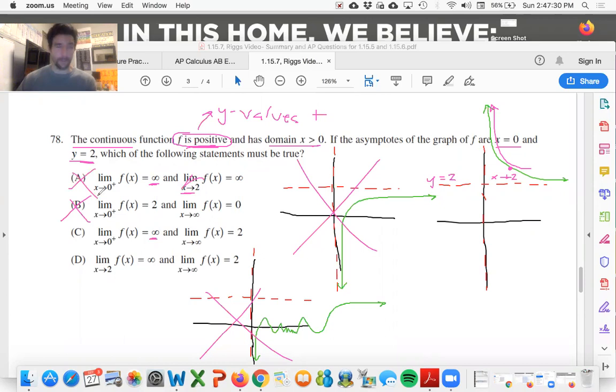So A is also wrong, but C is saying as x approaches 0 from the right side, it looks like our function does go off to positive infinity. And then as x approaches infinity, so it goes off to really big x values. Yep, we have a horizontal asymptote right where y equals 2. So C is our answer. And this, nah, it's approaching 2 and saying infinity. That's just mixing stuff up.